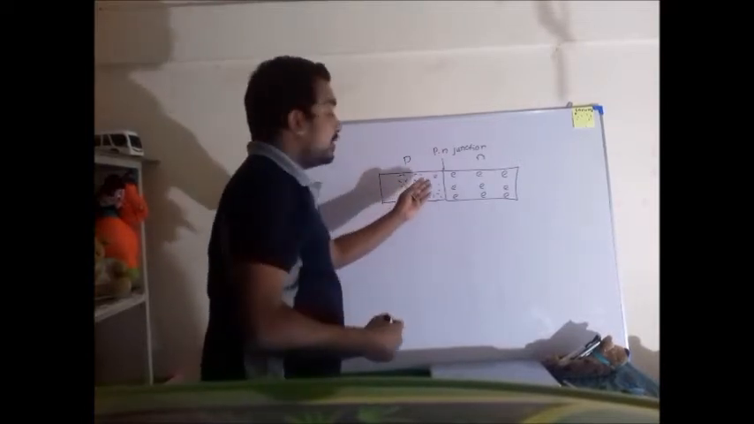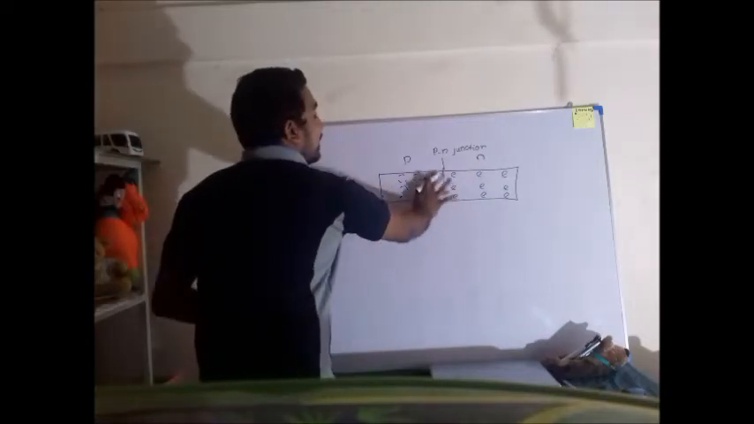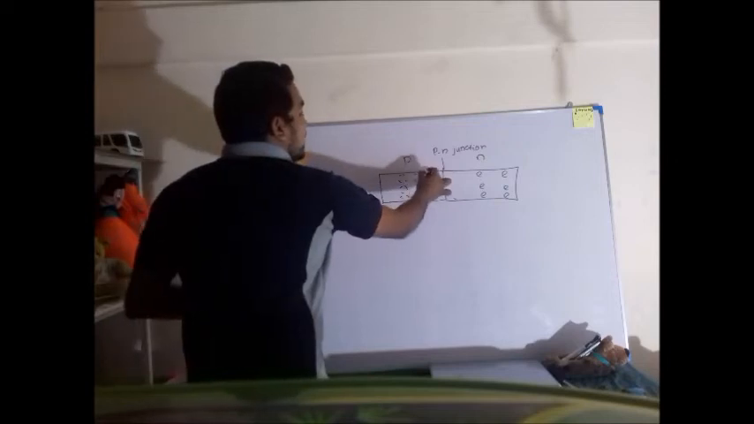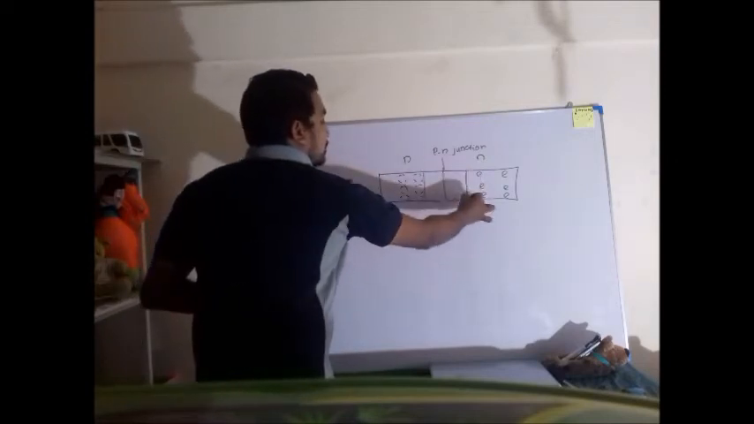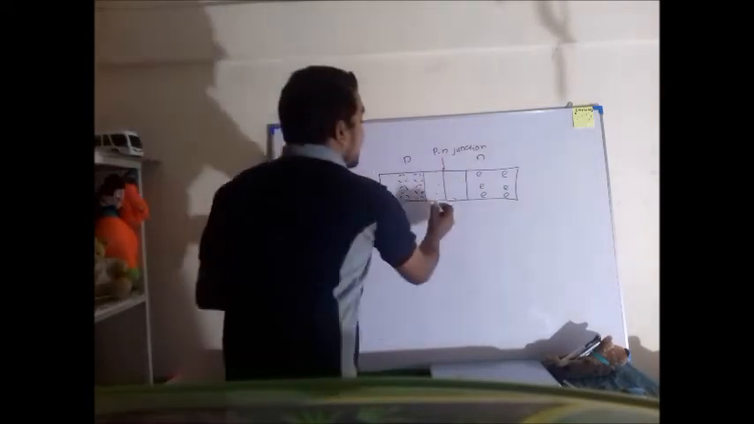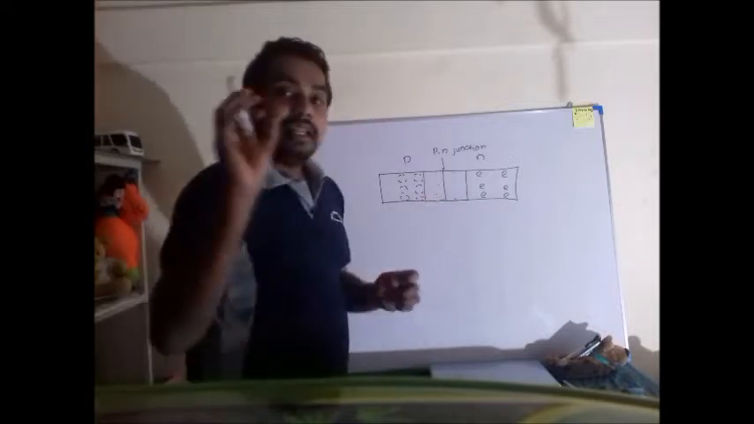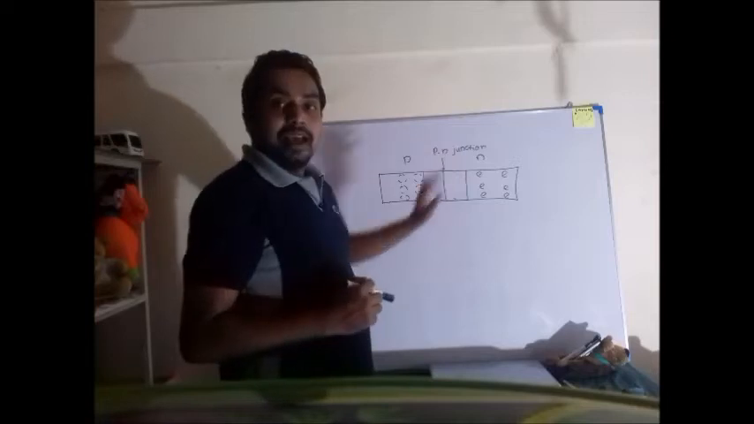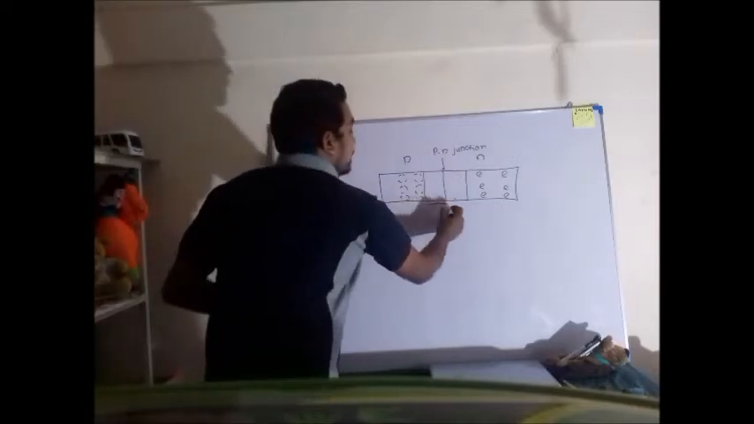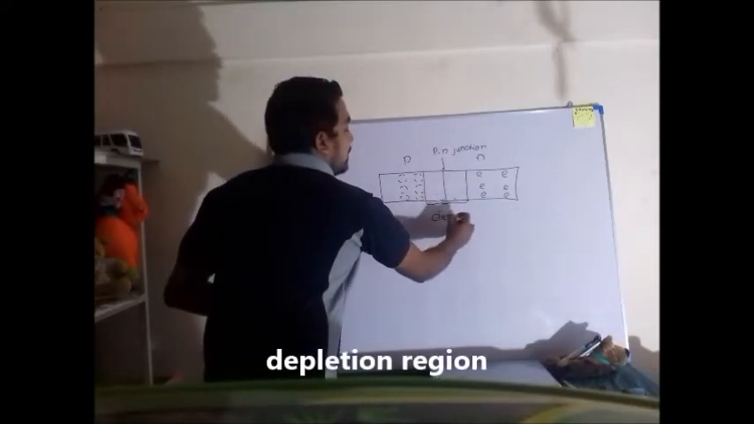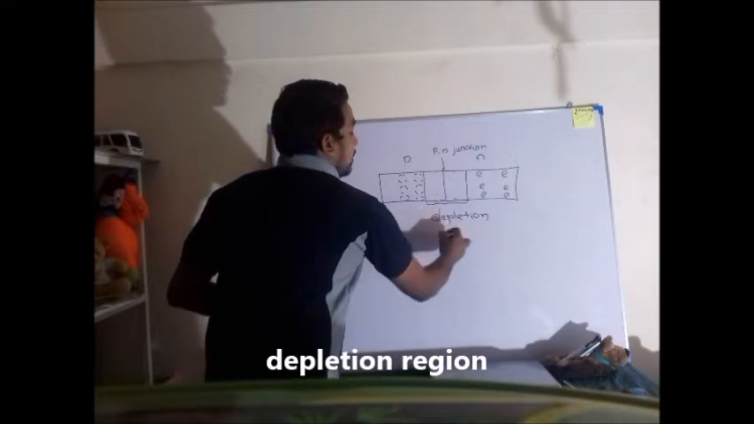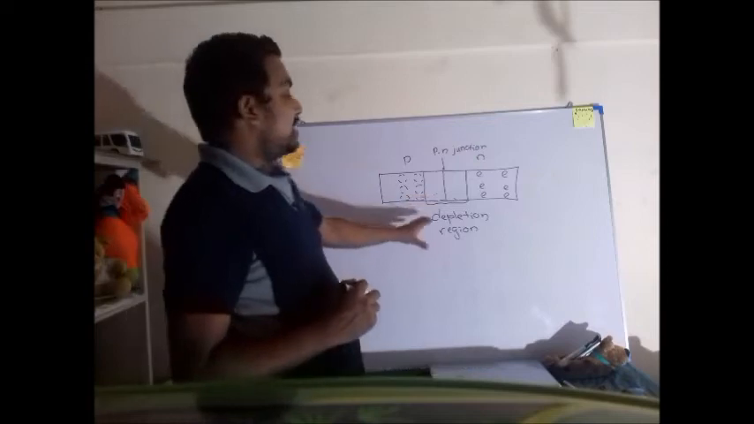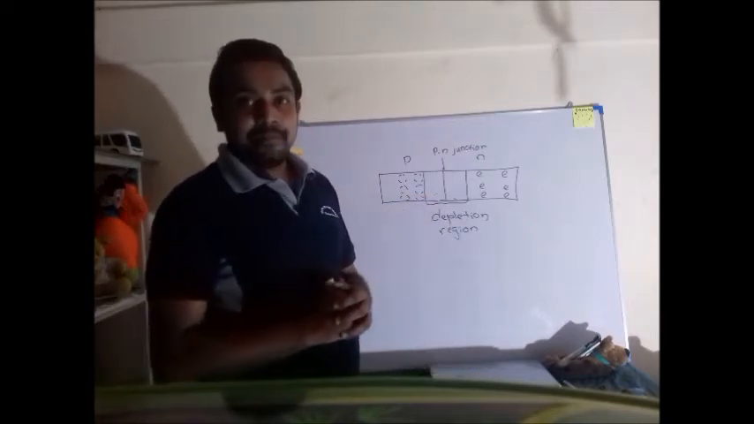Then they jump over there, and the area which is very close to this p-n junction becomes neutralized. They do not contain electrons or holes in them. This area is known as the depletion region. Depletion region or depletion area.